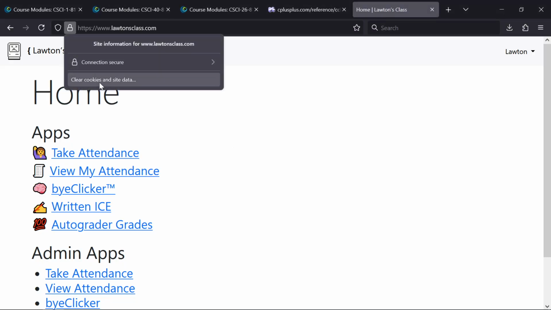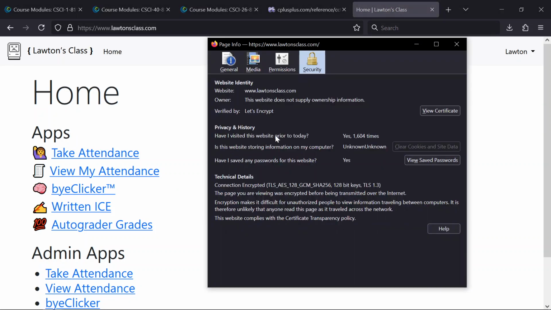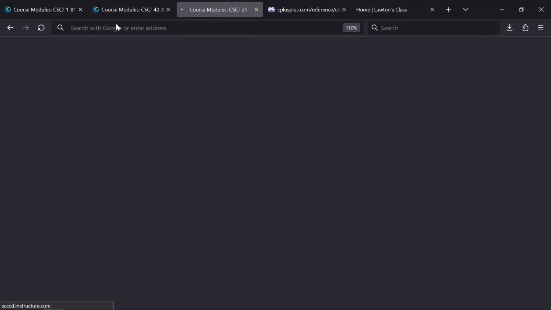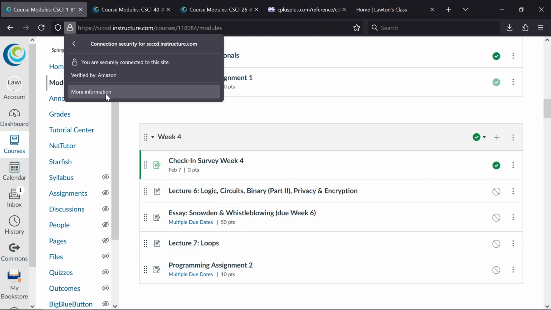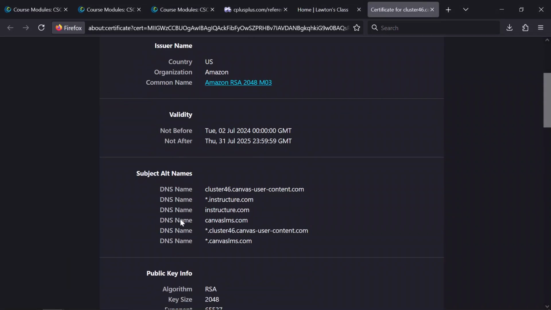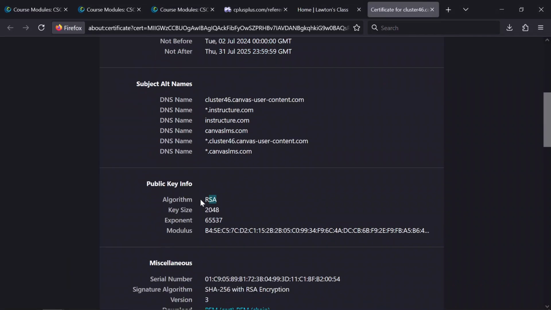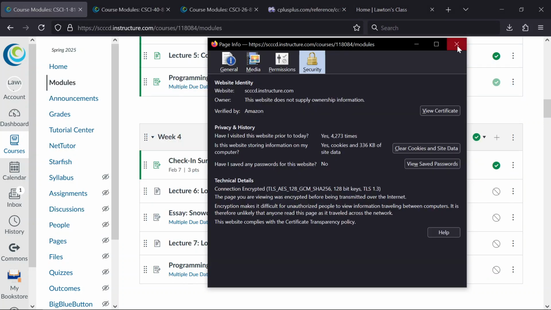So let me go to this website. Our class website is secured through that one. Here's some other website. Let's go to Canvas, maybe. How is Canvas secured? What's its method? They've all switched over these days. View certificate. Hey, so there it is. Algorithm, RSA. 2048 size key. Interesting. So that was what Canvas was using to encrypt itself.